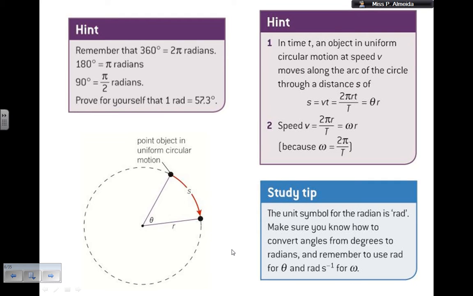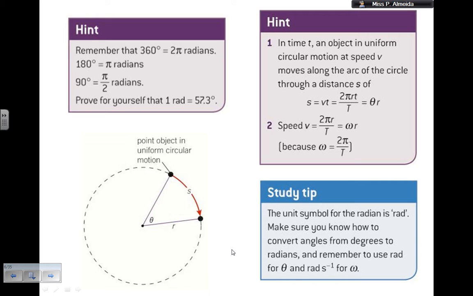All right, some hints. Because you are going to be using radians, you need to be careful with your calculators when you're doing these calculations, because again, it needs to be in radians. It's good to know as well how you convert from radians to degrees, okay?